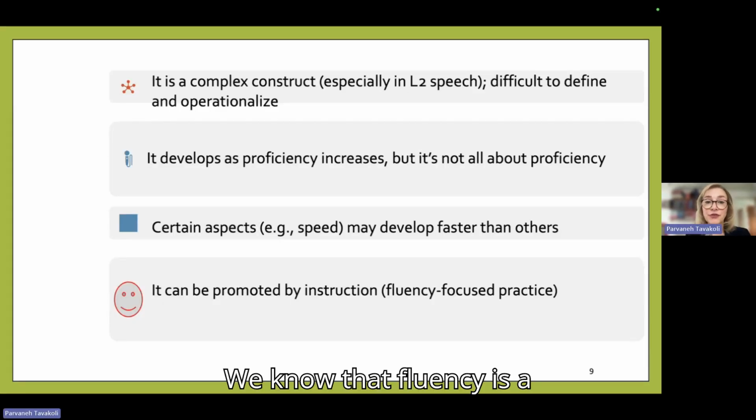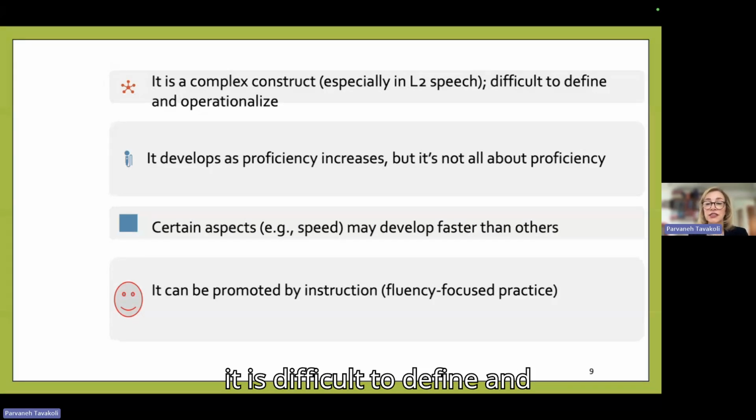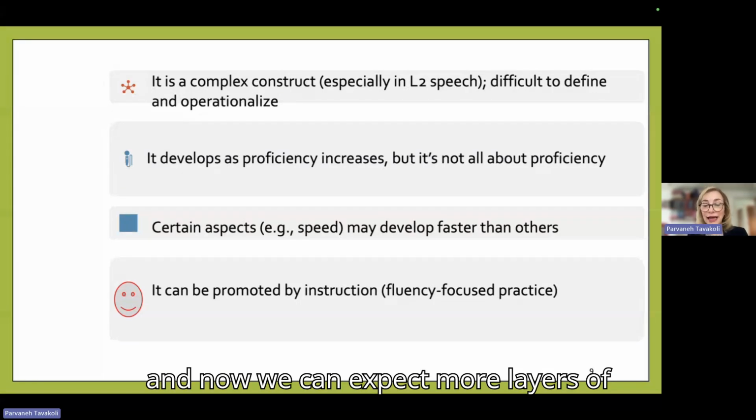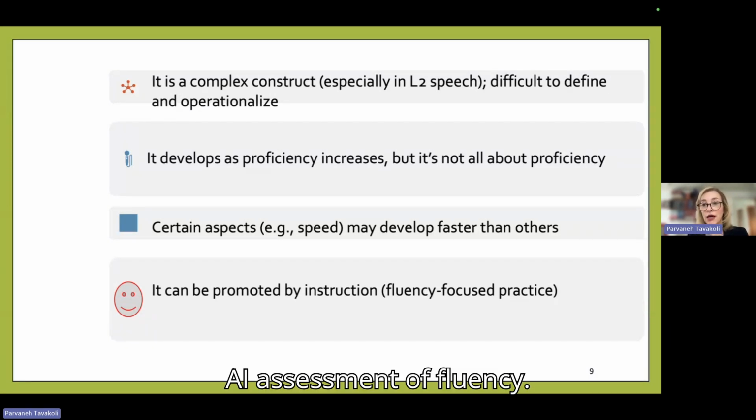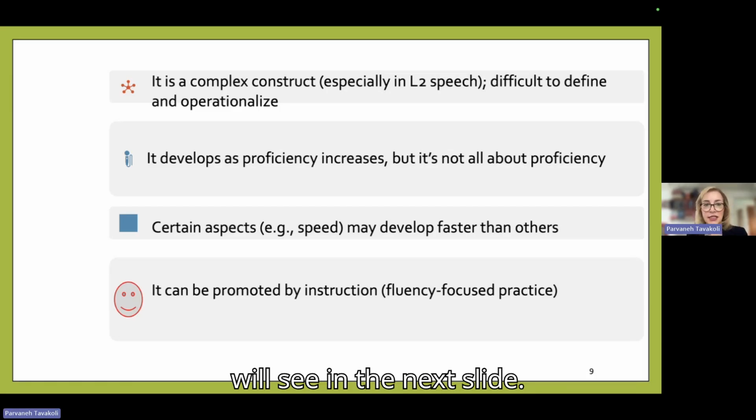We know that fluency is a complex construct, multidimensional, and that's why it is difficult to define and operationalize. It was difficult without AI being involved, and now we can expect more layers of complexity as we move to AI assessment of fluency. We know that fluency develops when proficiency increases, so higher proficiency level speakers are more fluent. But it's not all about proficiency, as we will see in the next slide.